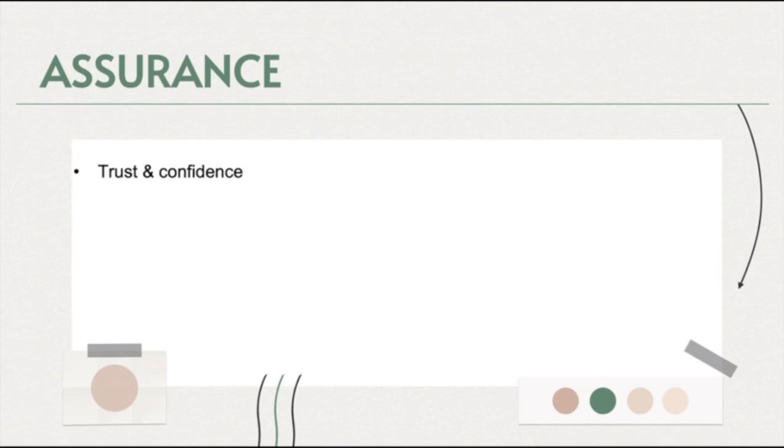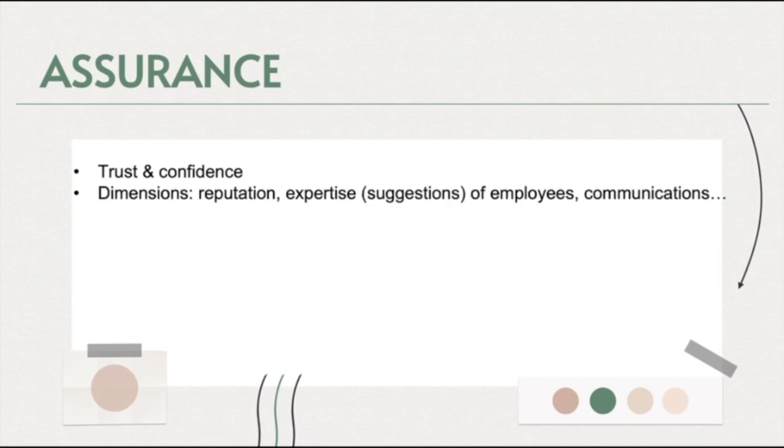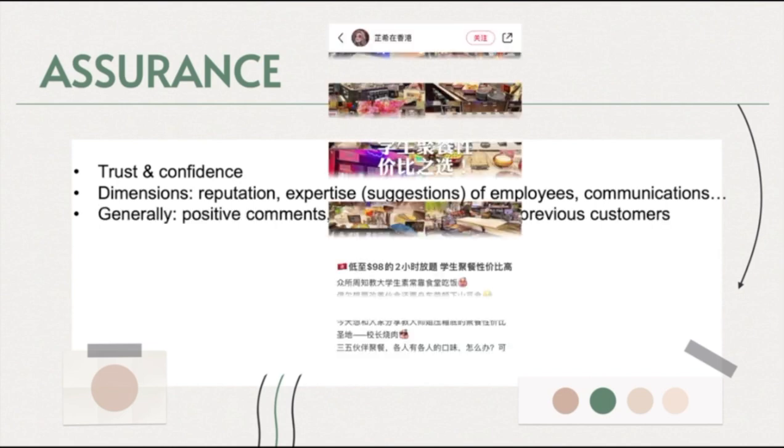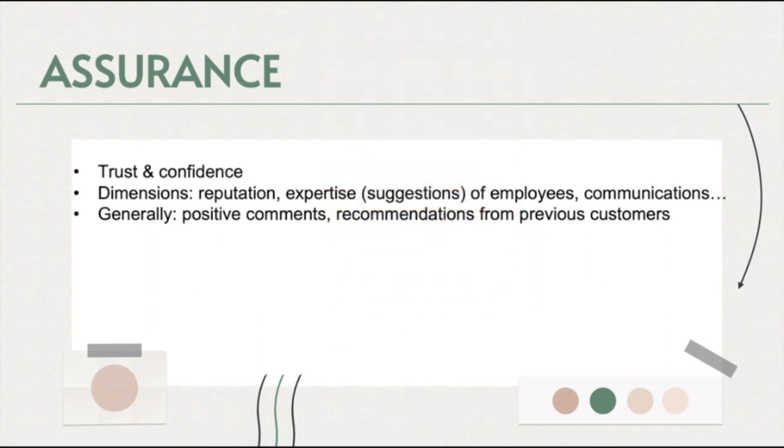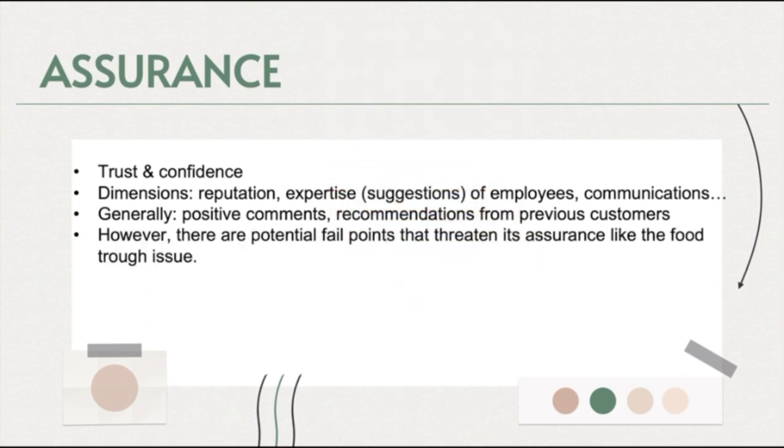Assurance is about trust and confidence. This dimension includes things like the restaurant's reputation, the expertise of its employees, and its ability to communicate effectively. On social media, Headmaster's Barbecue holds a relatively positive reputation. On the other hand, as we have mentioned before, the restaurant did not do a good job on filling the food and dessert troughs in time. Given these points, we give it a 3 in terms of assurance.